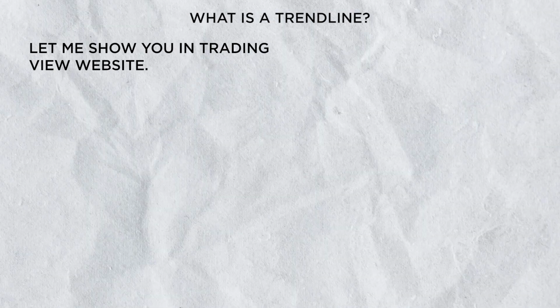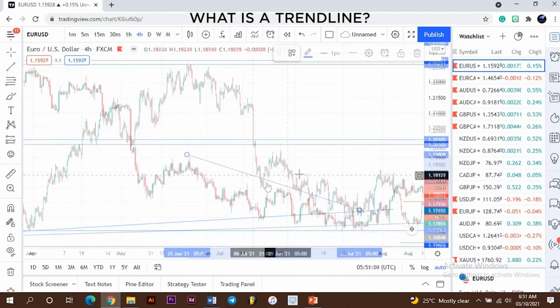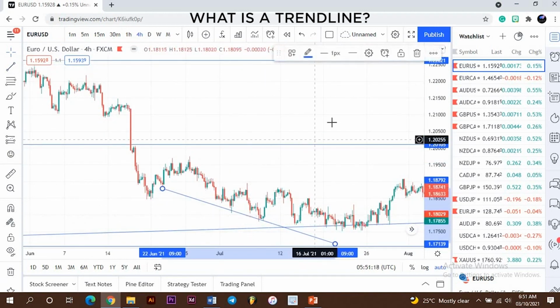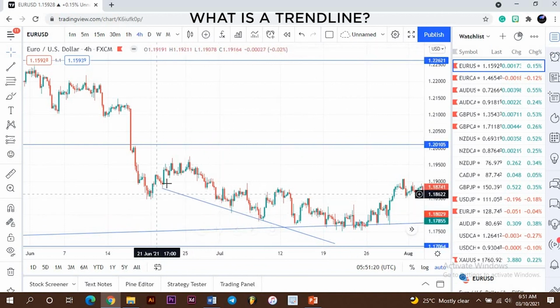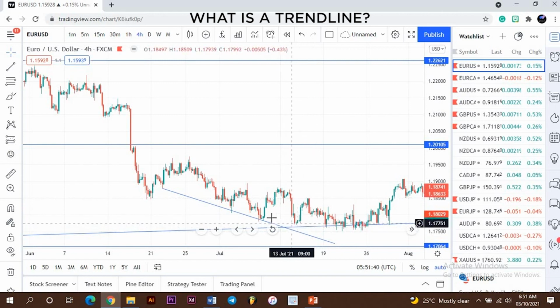Let me show you on the TradingView website. So let's clear this out. We'll be using the Euro USD as an example to explain this lower low and higher low. Let's take this down. So this is a downtrend here. This is a low here, and because it is lower than this low here, we'll call this low a lower low. This is another low, the lowest point the price will get to before it bounces up. Because this low is lower than this other low, we'll call this a lower low.